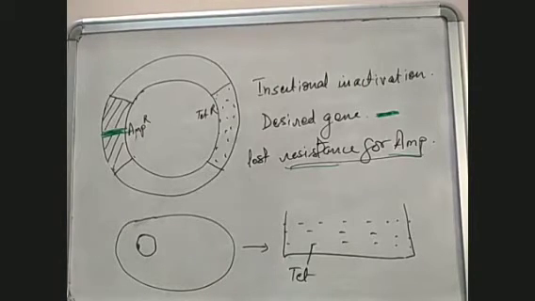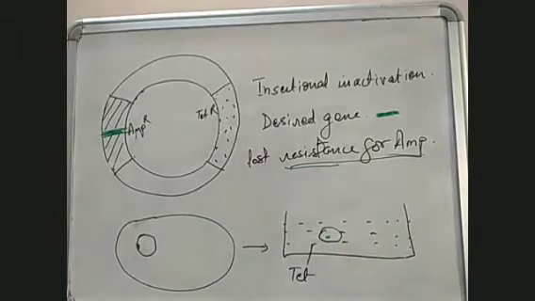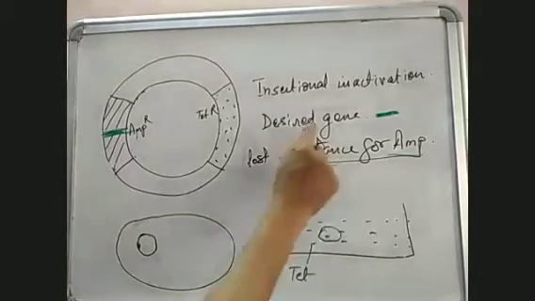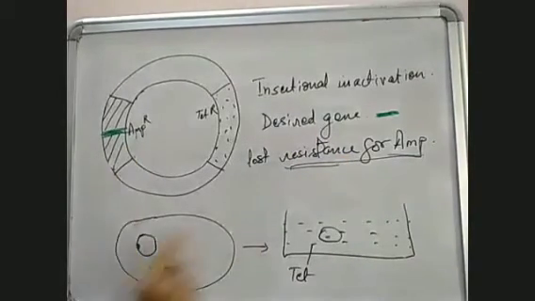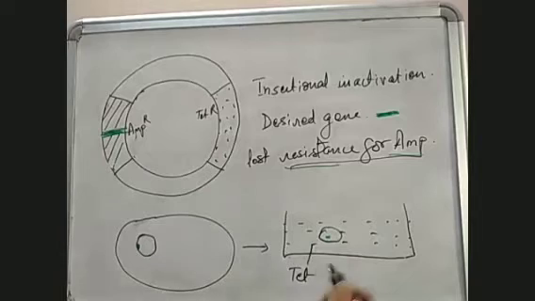Now, because of this tetracycline, this host, which is this transformant, has lost resistance for ampicillin, but this host has got resistance for tetracycline. So resistance for tetracycline is already there, and if we culture this in a medium with tetracycline, this will remain alive. This will not die.